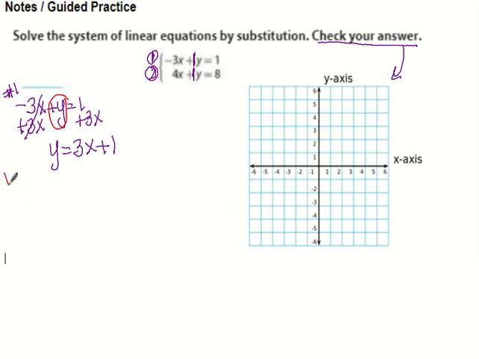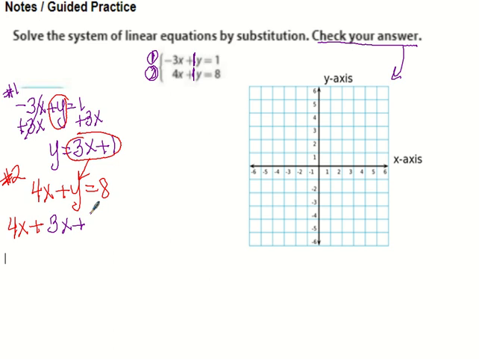Now step 2 is I take this expression, and I'm going to plug it in to my other equation. See my other equation? 4x plus y equals 8. I'm going to put that right here, because it says y equals 3x plus 1. So anytime there's a y, I'm now going to make it 3x plus 1. It's going to look like this. 4x plus, I'm going to use a different color so you can see it, 3x plus 1. And then I'm going to set it equal to 8 still. I didn't change the equation.